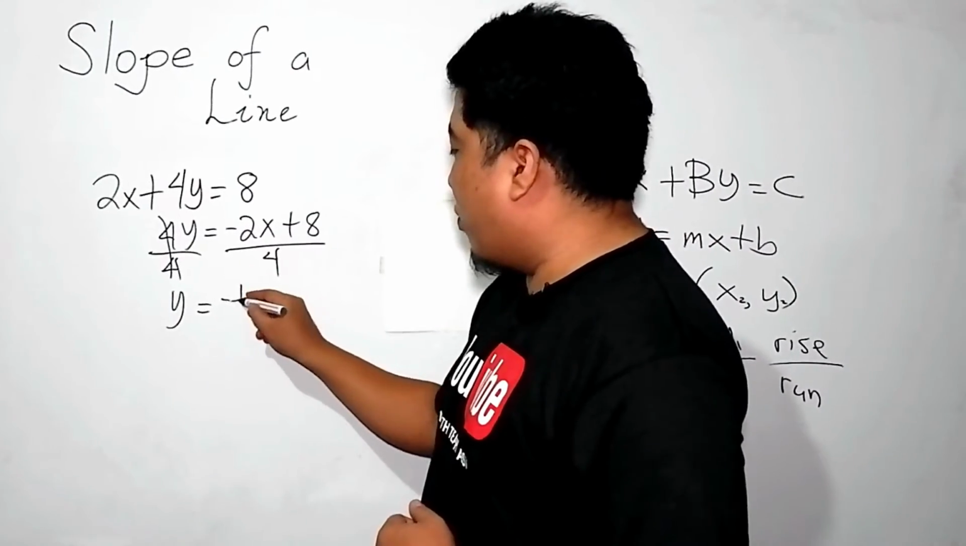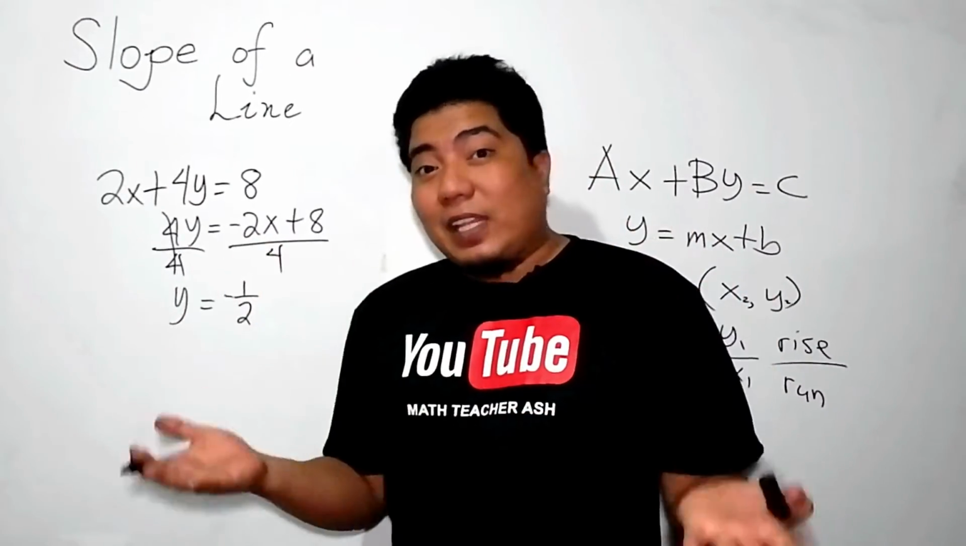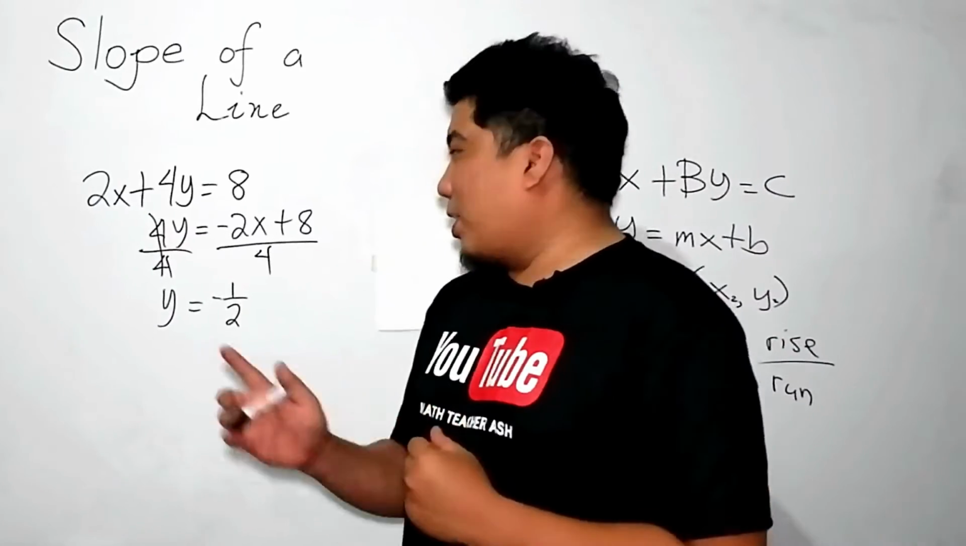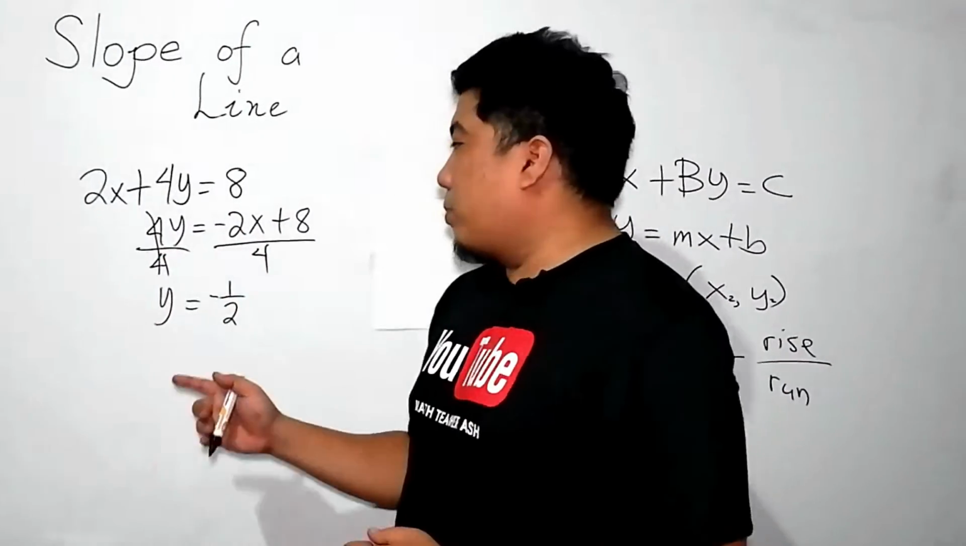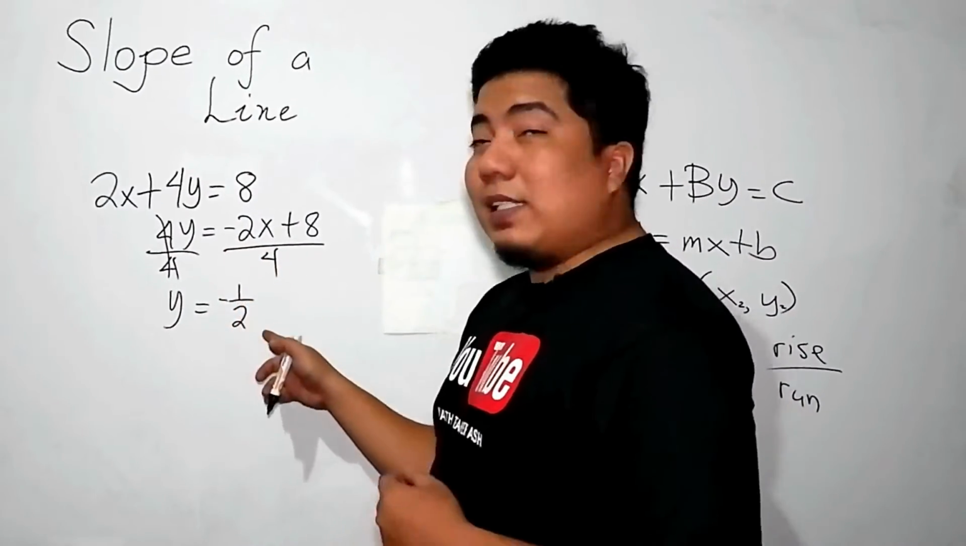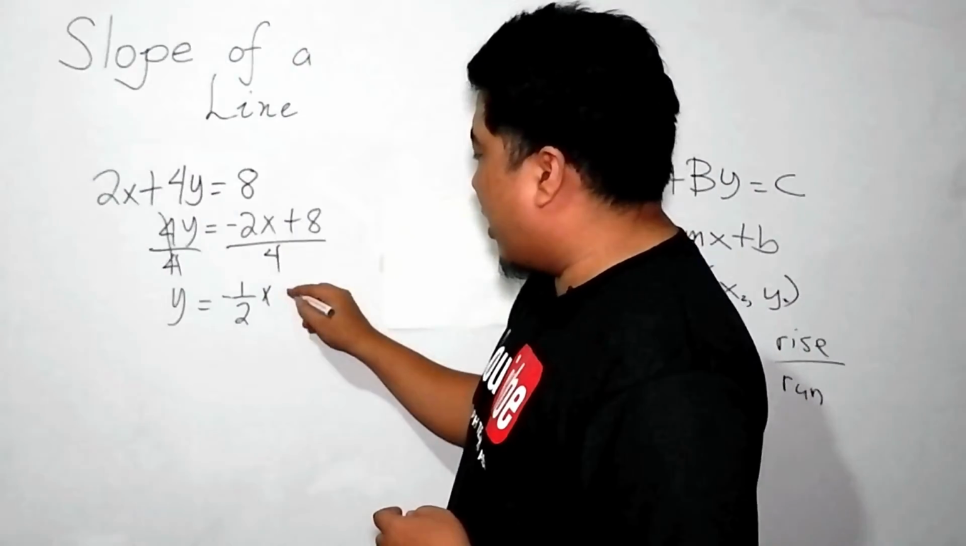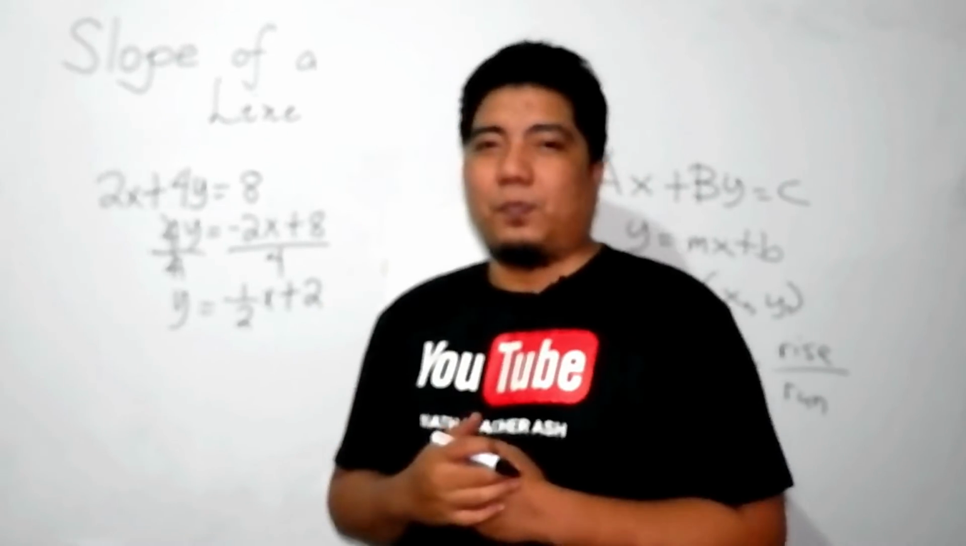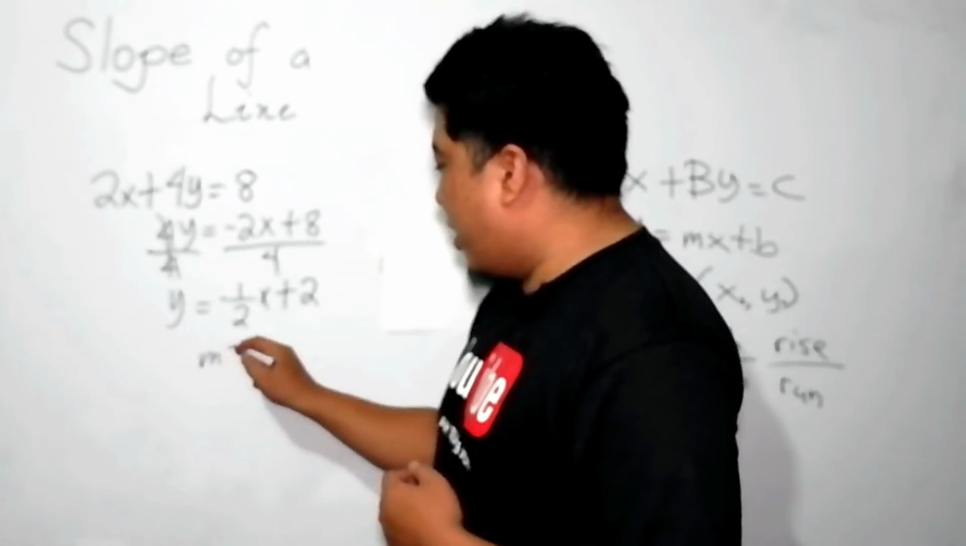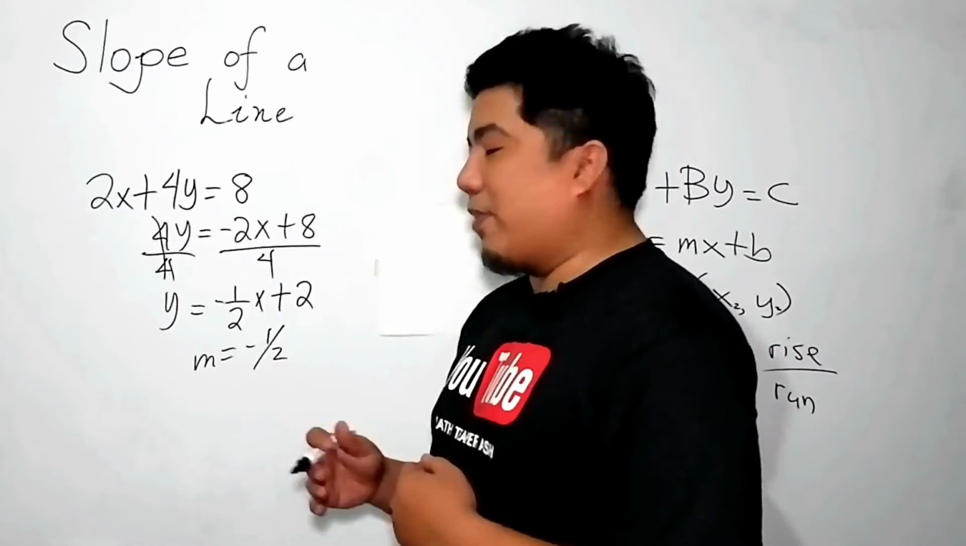That is negative 1/2 because 2 cannot be divided by 4, right? Okay, so we can just get the lowest term. So, negative 2 over 4, that is negative 1/2. Then, we copy the x. 8 divided by 4, that is positive 2. So, therefore, your slope here is negative 1/2.